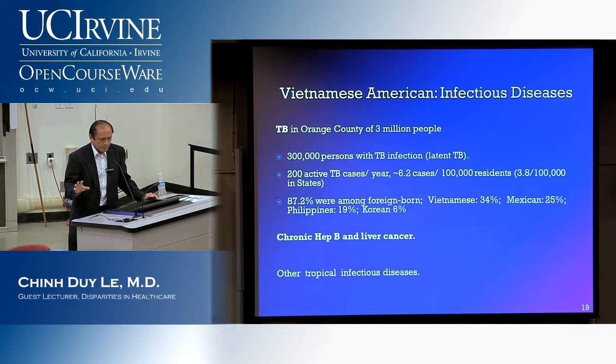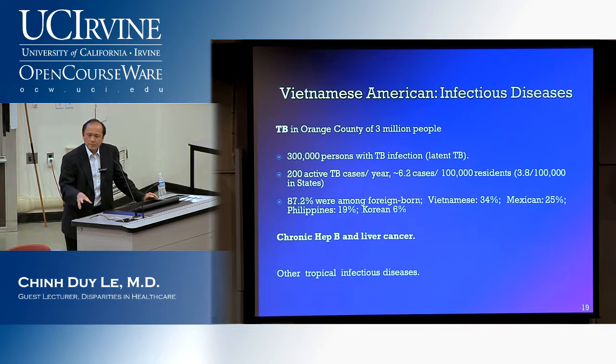So of those 300,000 people with latent TB, every year we have 200 people convert to active TB. So the incidence rate is around 6.2 cases per 100,000 people. So it's really higher than the normal rate of the nation, around 3.8. And we can understand because there is a big group of Vietnamese people in Orange County, probably around 200,000 Vietnamese people in Orange County and LA County.